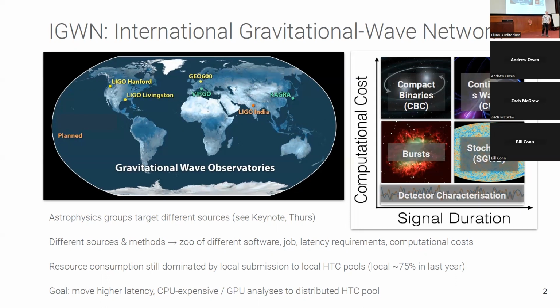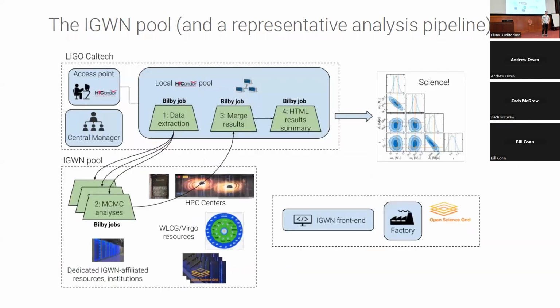To date, our resource consumption is still mostly based in local pools with local submissions to those pools. I looked this morning at the last year, and I think it's still about 75% in local pools, for various reasons. But we do have a goal to encourage particularly the higher latency and more computationally expensive analyses, and especially GPU-based analyses, to use the distributed IGWN pool, as we refer to it.